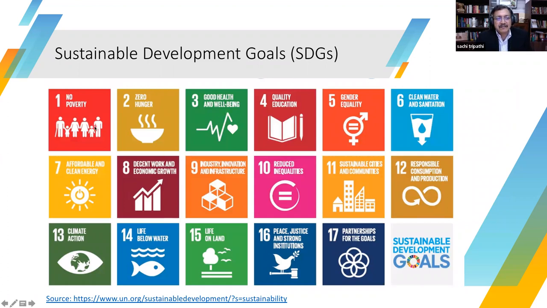The details of that, of course, you can read out. And these goals basically touch every part of human life. But there are two or three goals which are important from the air pollution point of view.